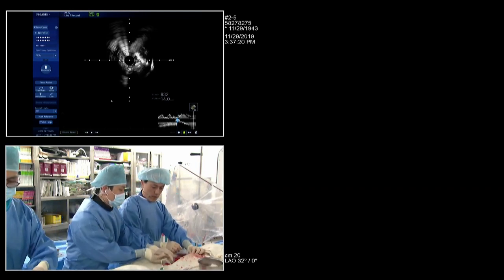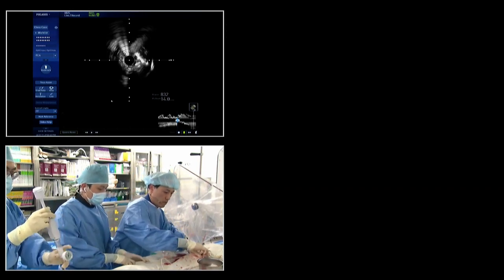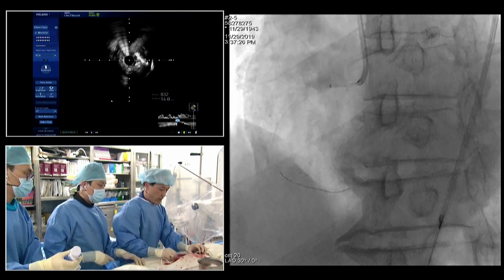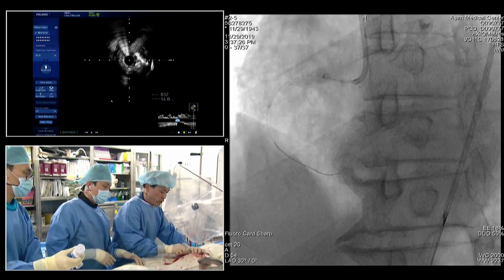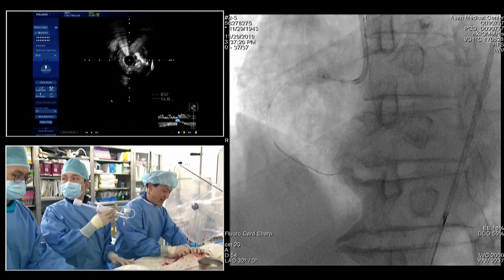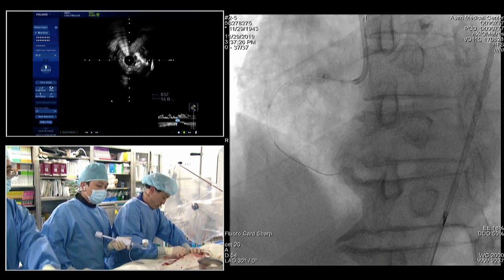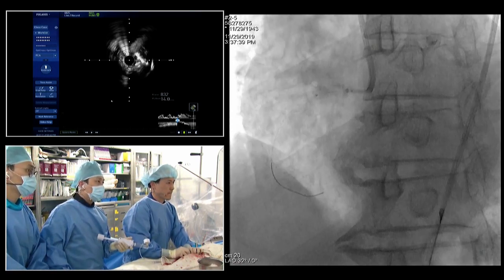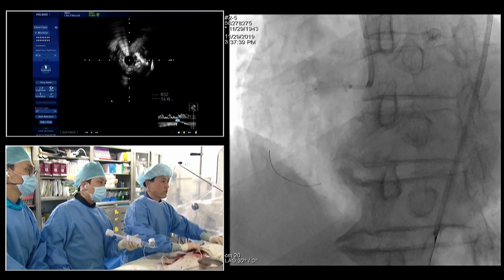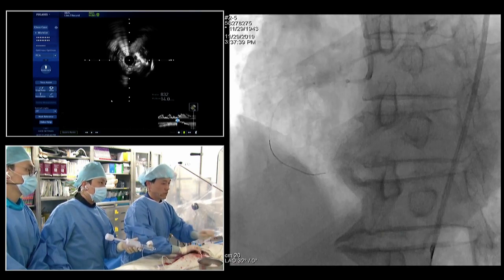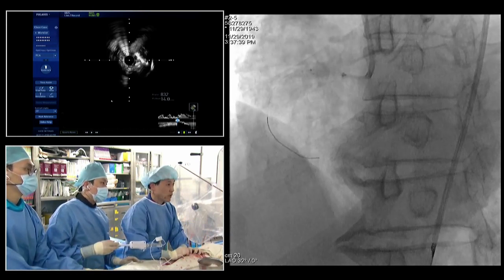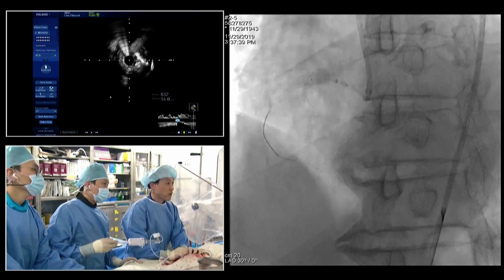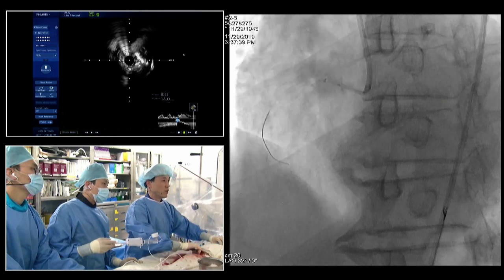In the meantime, let me see if I could, so, got it. If this doesn't go, do you have a 2.0 by 15 balloon, just so we could telescope it? And then we could get the guide liner further down. Now let's do this. Let's get a 2.0 balloon.